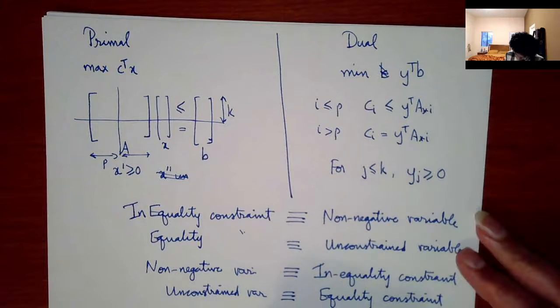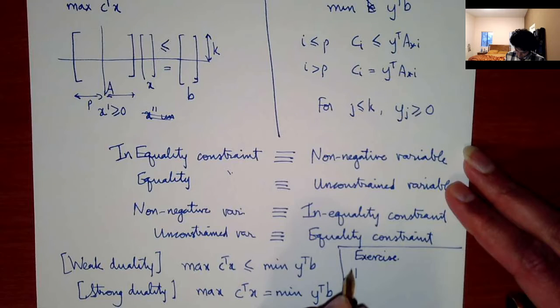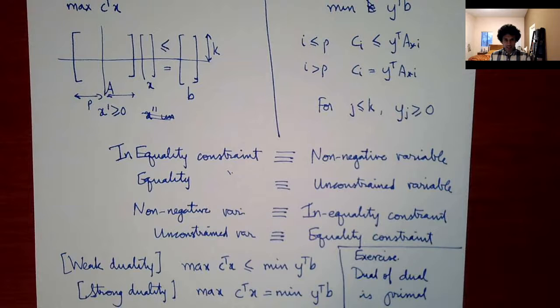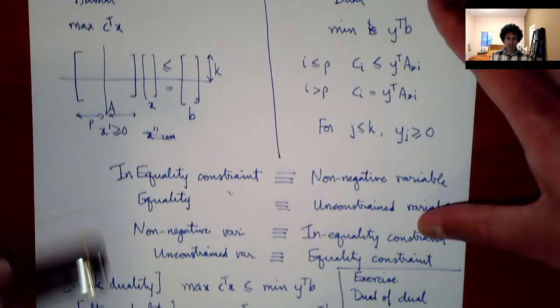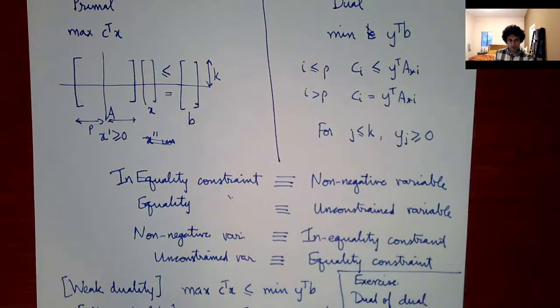I was going to put that down as an exercise. Is there any intuition behind why the dual of the dual is the primal? I mean, essentially, you are reversing all the inequalities that we did. Everything that we wrote, you're just going to reverse it.